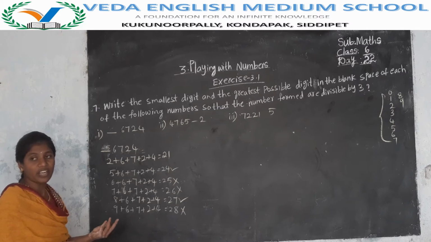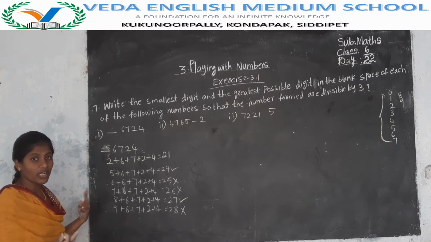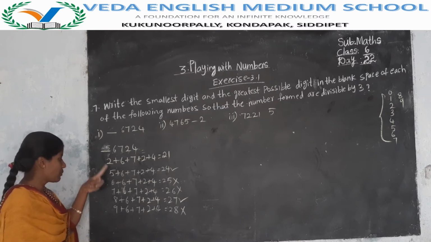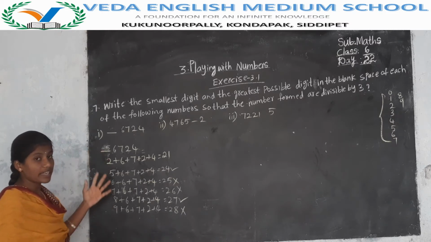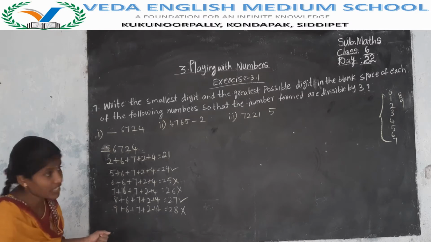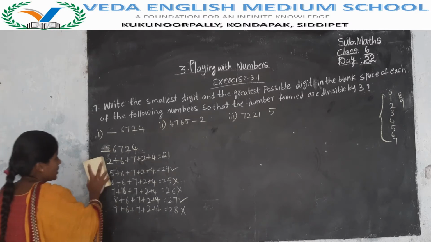Out of 2, 5 and 8, what is the smaller number and what is the greater number? 2 is the smaller number, 8 is the greater number. So the smallest possible digit is 2, the greatest possible digit is 8. For each and every number you have to check like this. Understand?